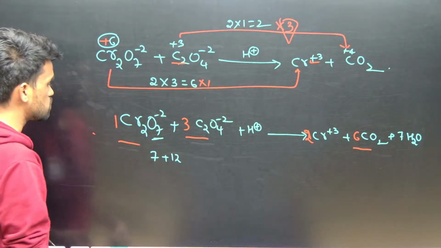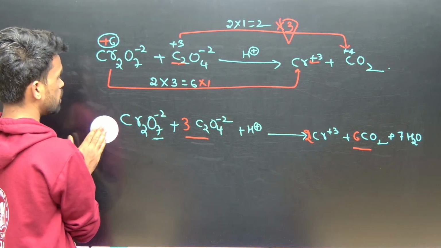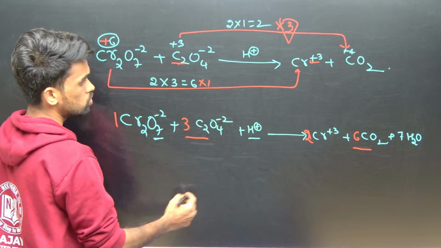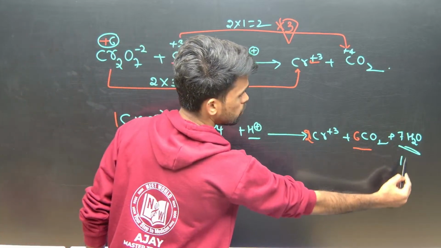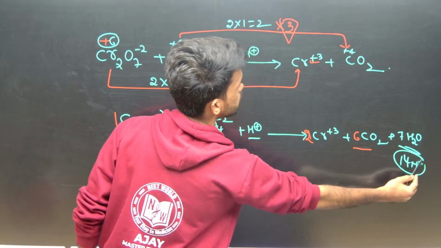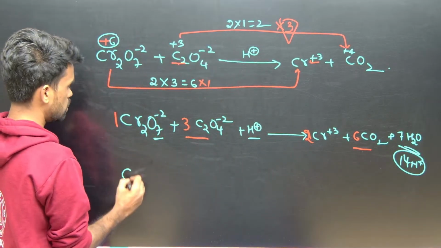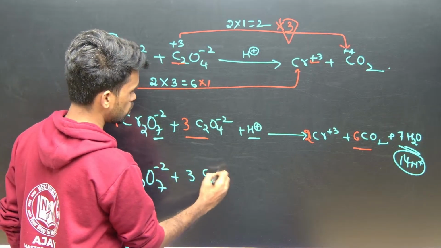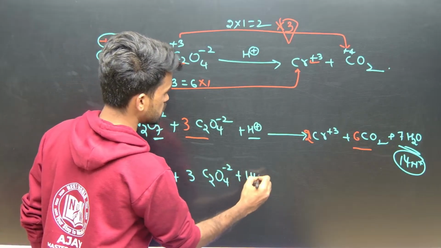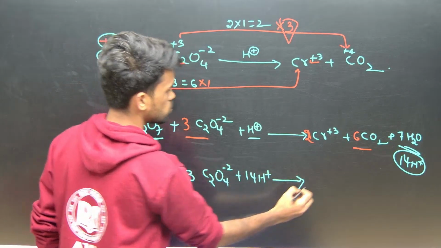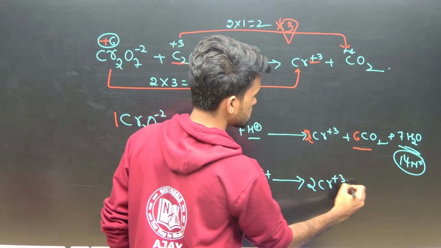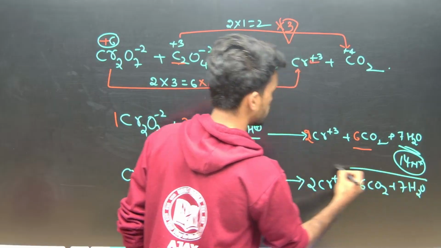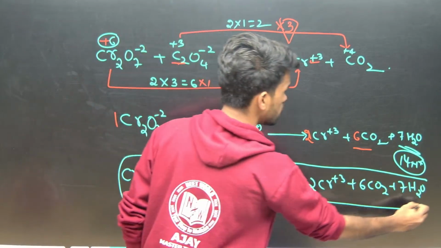So now everything is balanced, oxygens, chromiums, carbons, except hydrogens. Now how many hydrogens are extra here? 14 H plus ions are more. It means you add those 14 H plus ions on this side. So Cr2O7 2 minus plus 3 C2O4 2 minus plus 14 H plus gives rise to 2 Cr plus 3 plus 6 CO2 plus 7 H2O. That's it. This is your balanced equation. Okay, right. Is this clear?